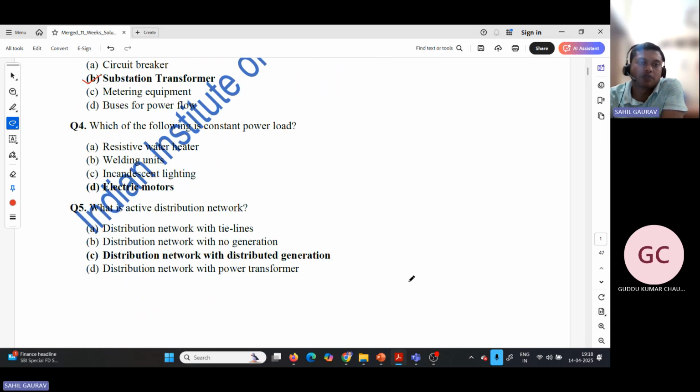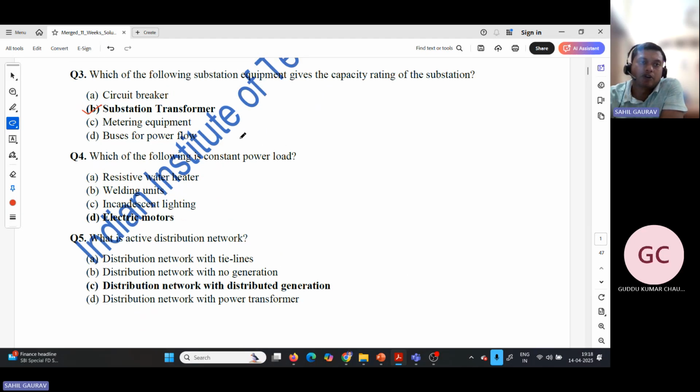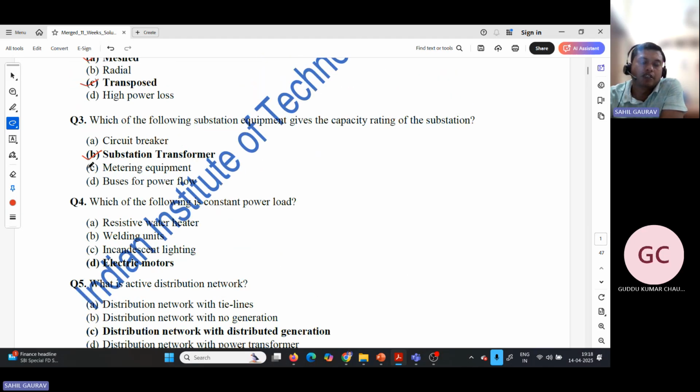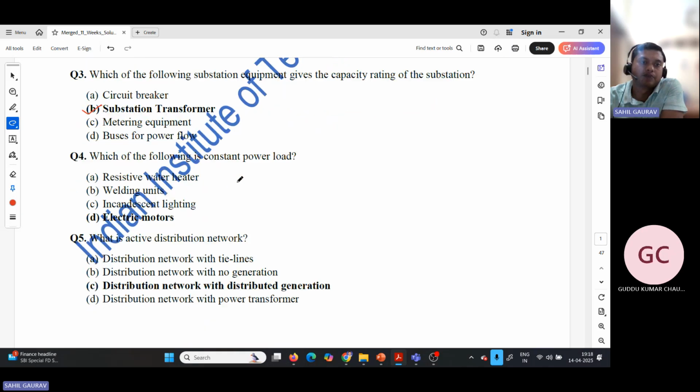Which of the following is a constant power load? It is just like power electronics. In a power electronic converter, the switches provide the rating of your converter. So for a substation, the transformer provides the rating of the substation, and in a power electronic converter, the switches provide the rating of the converter.